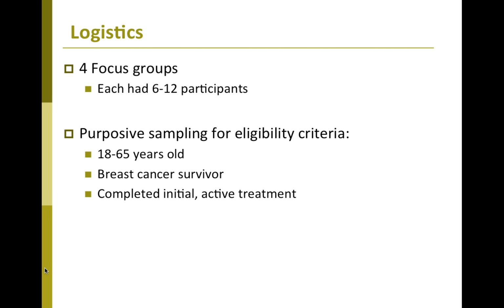So we conducted 4 focus groups, and each involved about 6 to 12 participants. And we did purposeful sampling. They had to be 18 and less than 65 because of Medicare. They had to be a breast cancer survivor, and they had to have been done with their initial or active treatment, such as the surgery they might get from their breast cancer, chemotherapy, or initial radiation, just so we can get an idea of what they would get in a survivor care plan.